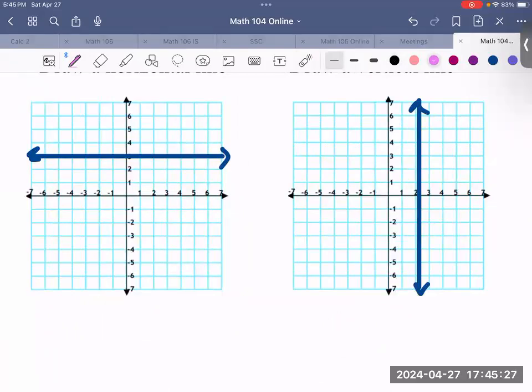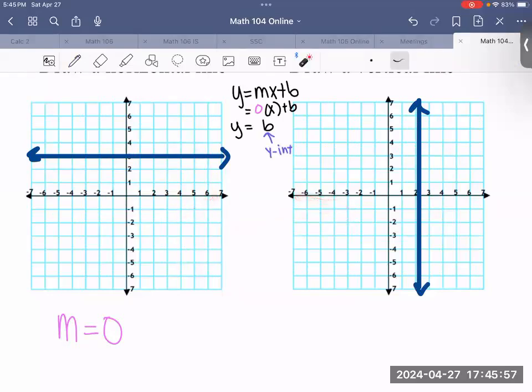So if we have on this one, m is equal to 0, our line y equals mx plus b, right? If we know m is equal to 0 here, that means x is multiplied by 0, so we have y is equal to b. And what do we know about b? Well, b is your y-intercept.